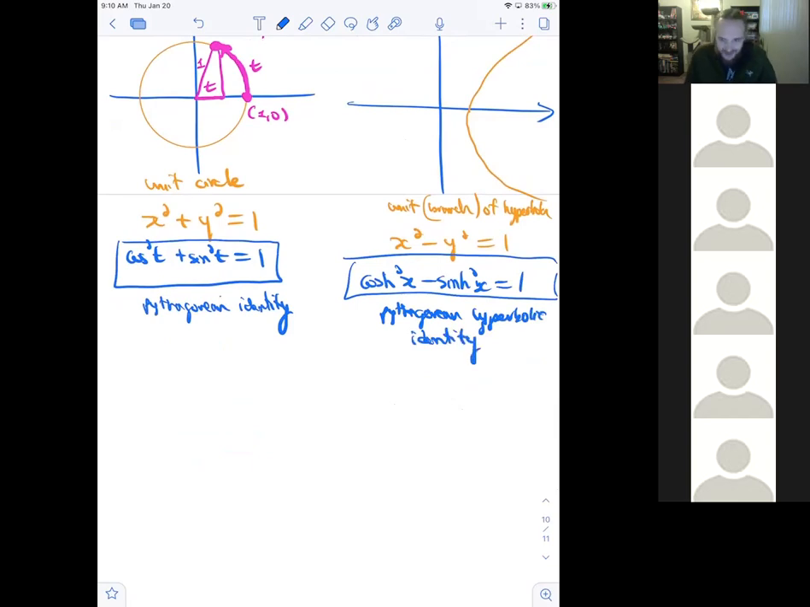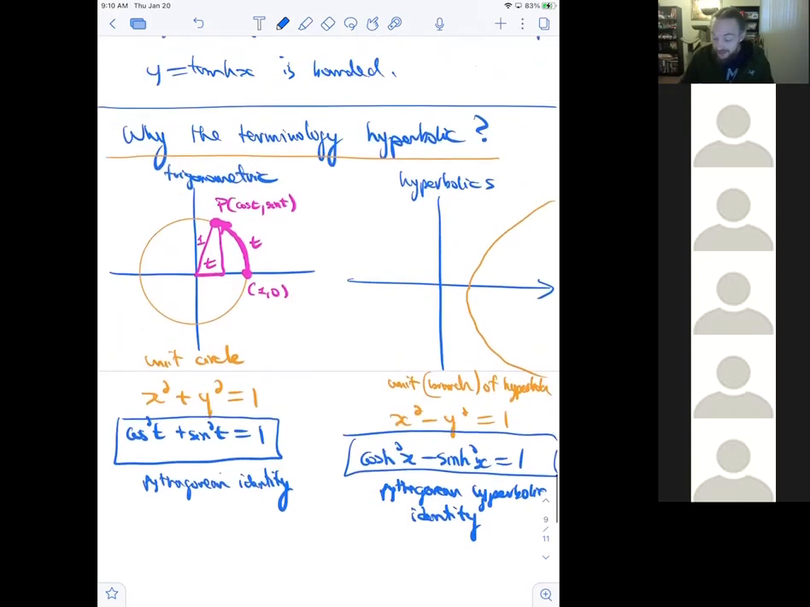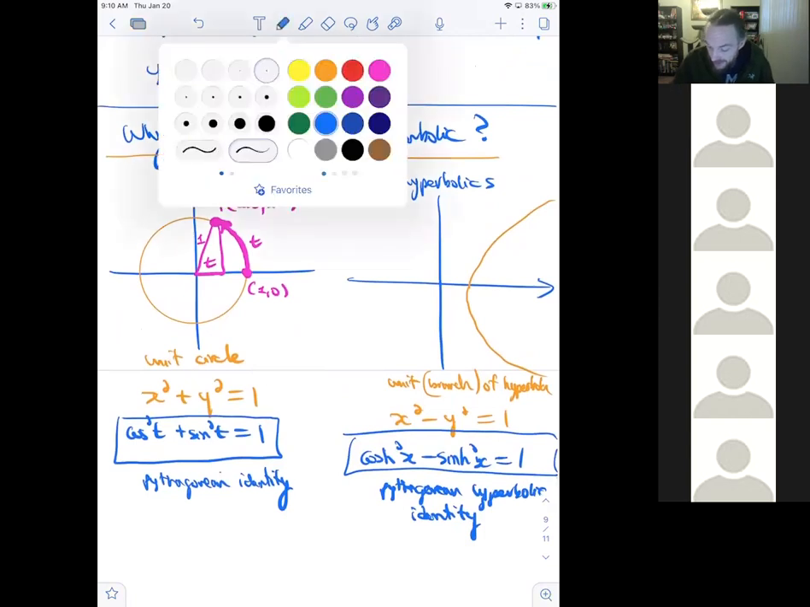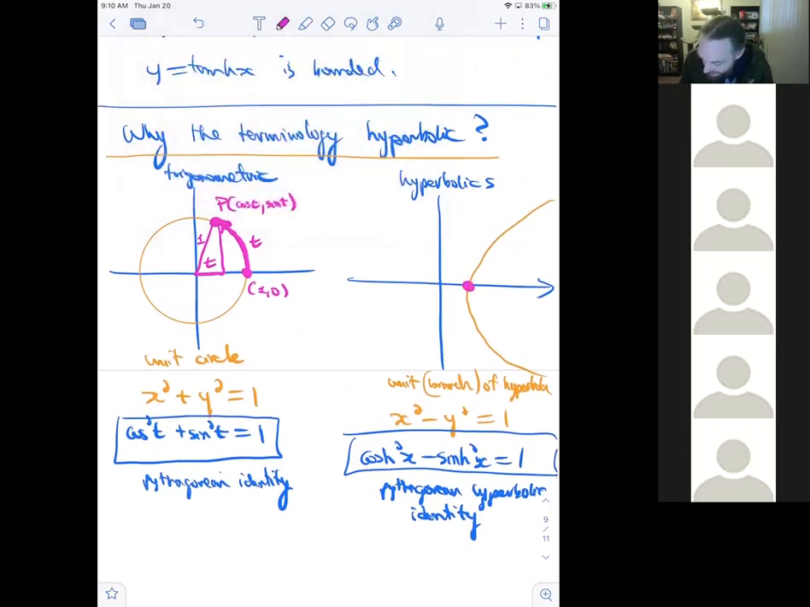It's like, why is there a minus? Because we're on the hyperbola, not the circle anymore. So after I start at this point (1, 0), and I travel a distance t on here.